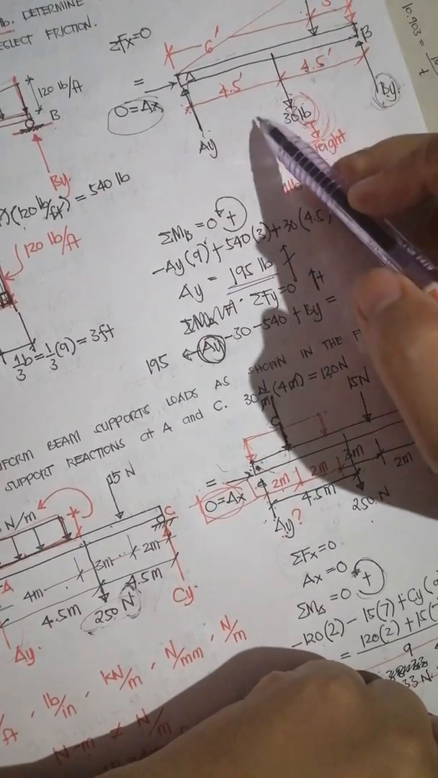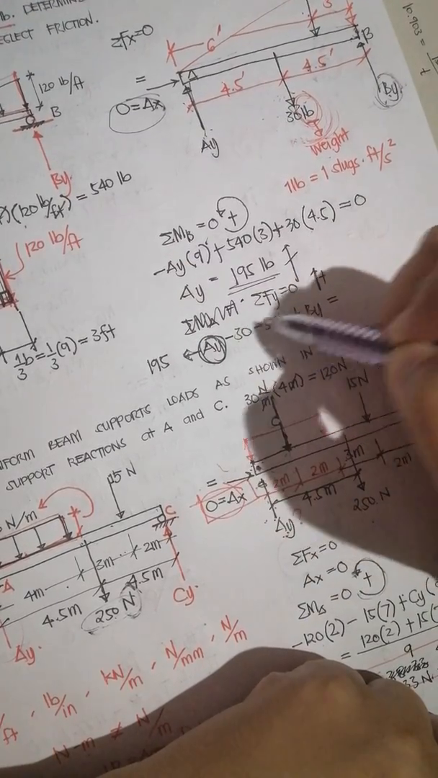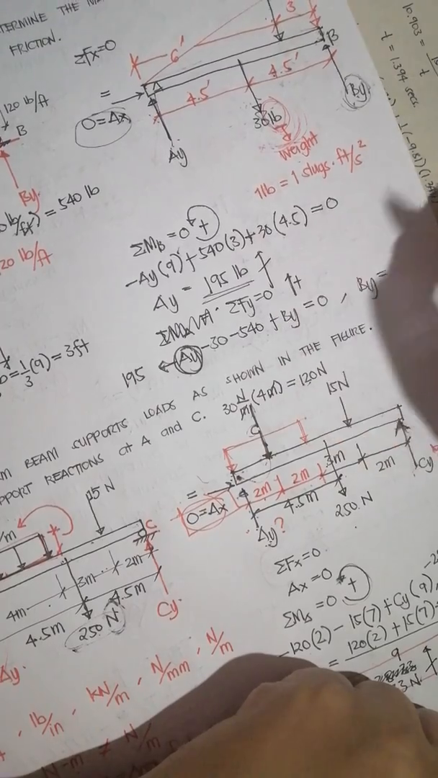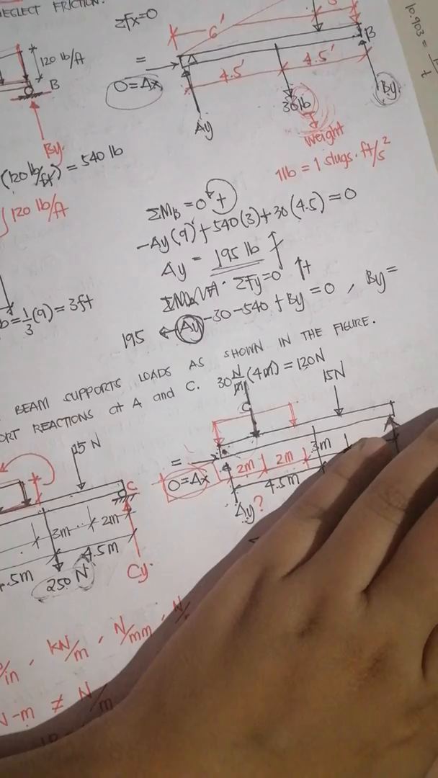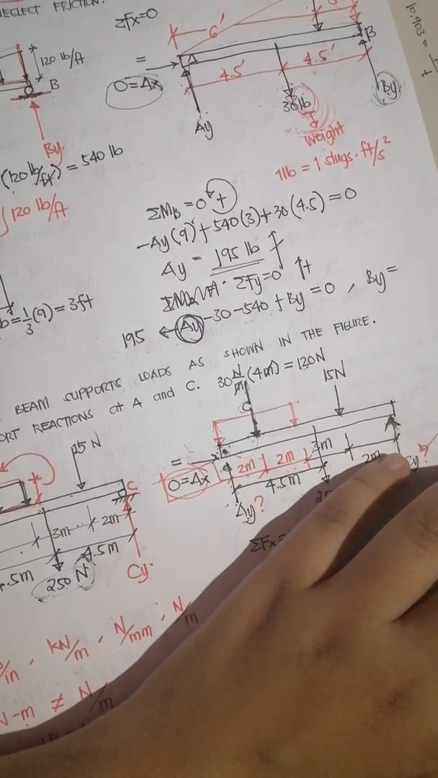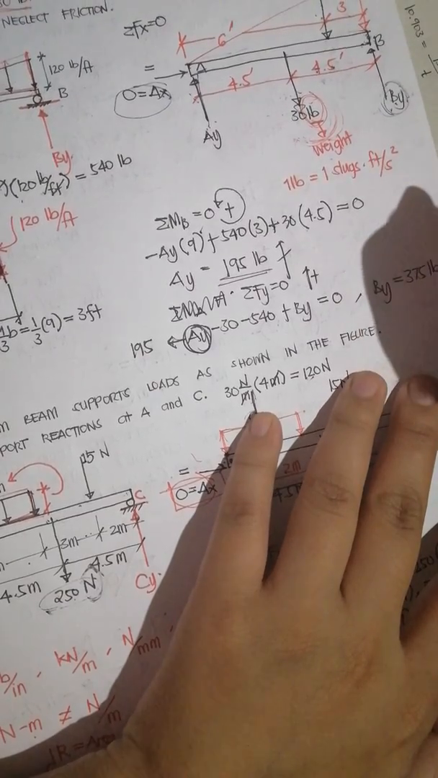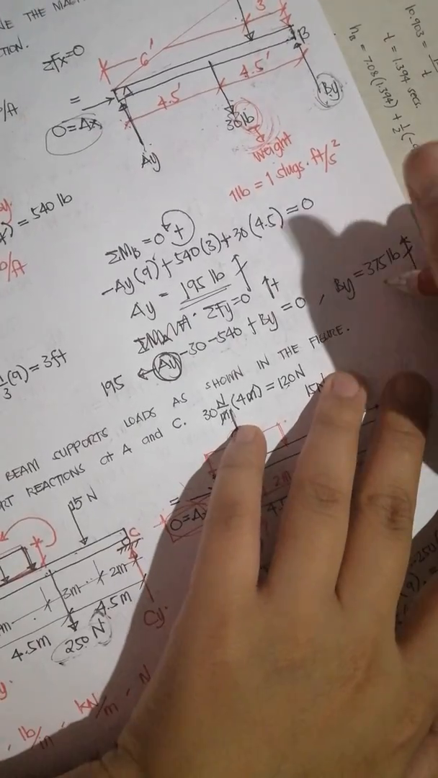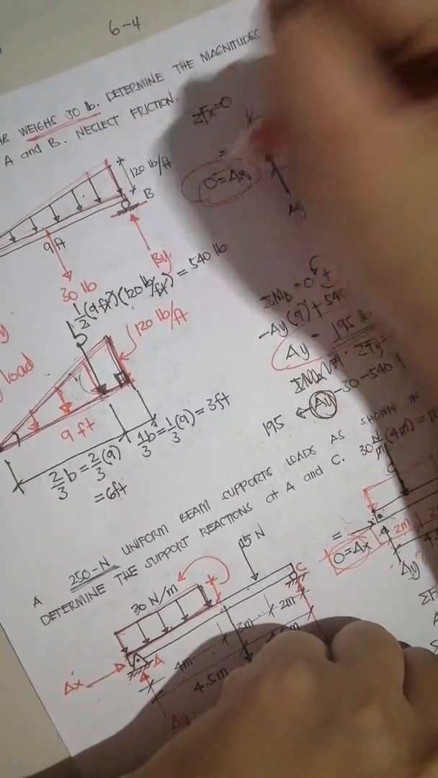So we only have 4 vertical forces: 1, 2, 3, 4. This is equal to 0. Therefore, BY is equal to 540 plus 30 minus 195. This is 375 pounds, also an upward reaction. So you have the 3 support reactions: this one, and then this one.